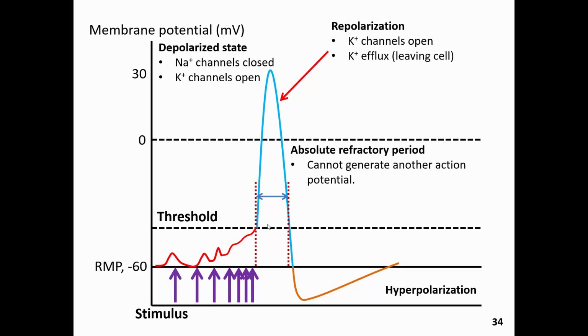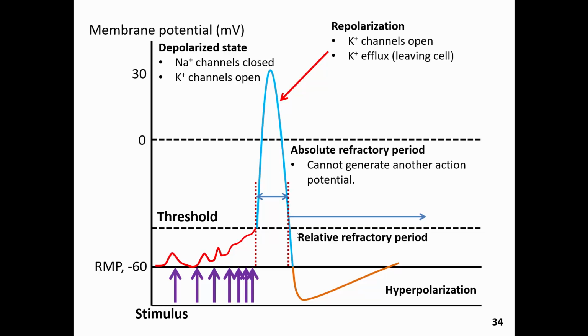During that period of time, the cell cannot generate another action potential. It can do that if it's below the threshold, but if it's achieved threshold, during the absolute refractory period, that cell cannot generate another action potential. Now, after the cell has moved back towards repolarization and has come under the threshold, can we actually generate another action potential in that cell?